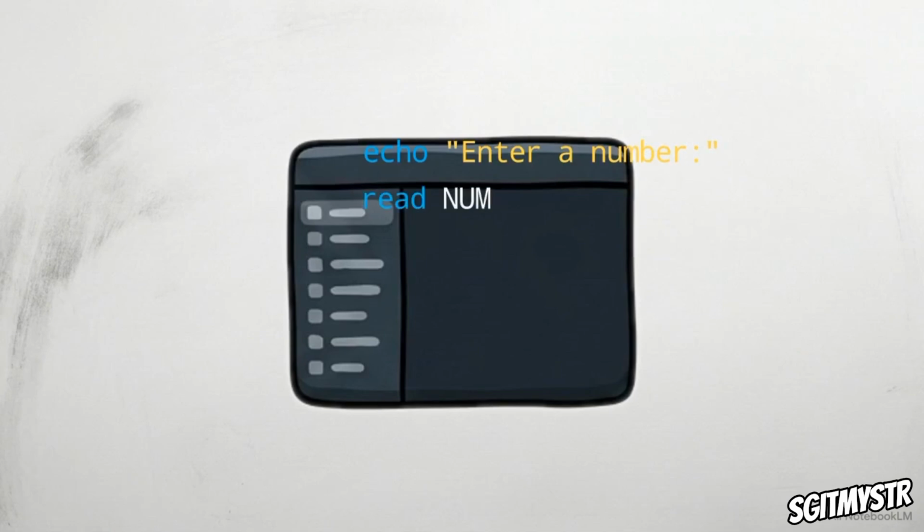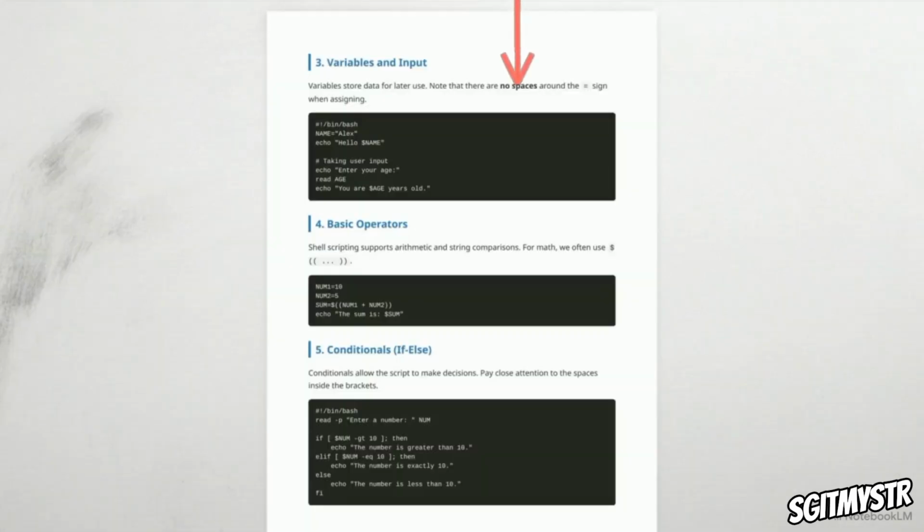You can also assign data to a variable manually. On a new line, type name equals user. Note that there are no spaces around the equal sign during this assignment. Adding a space here is a common error that will cause the script to fail.